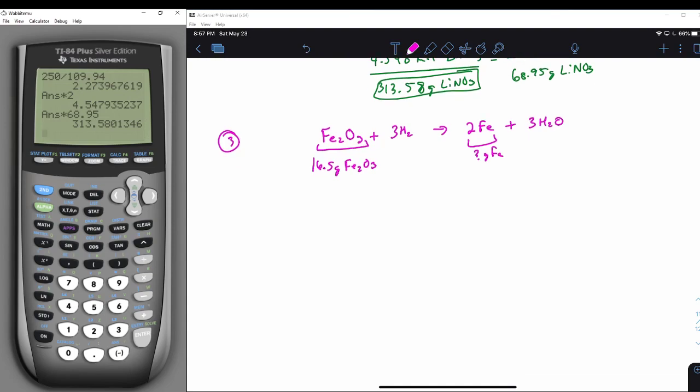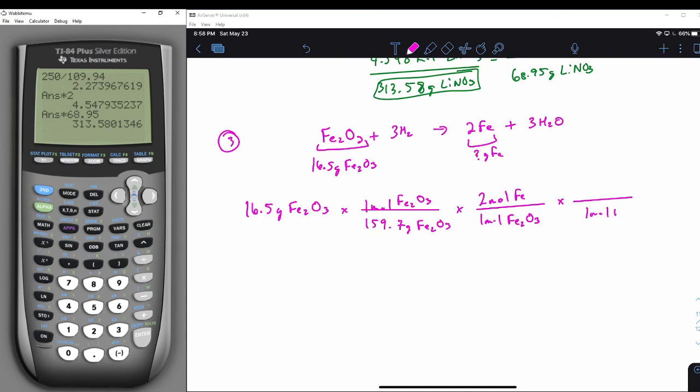And so here we have 16.5 grams of Fe2O3 and we're solving for grams of Fe. So we need to first convert this to moles of Fe2O3. So then you convert 1 mole of Fe2O3 to 2 moles of Fe. And then 1 mole of Fe is 55.85 grams of Fe. And you'll end up getting 11.54 grams of iron.